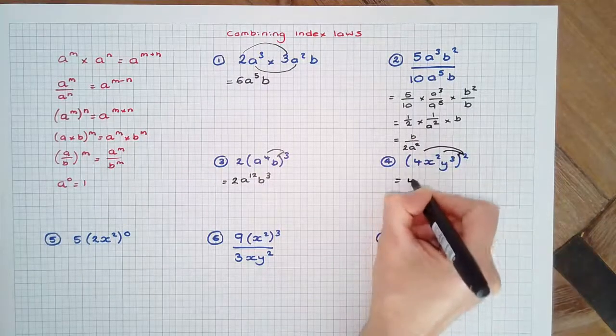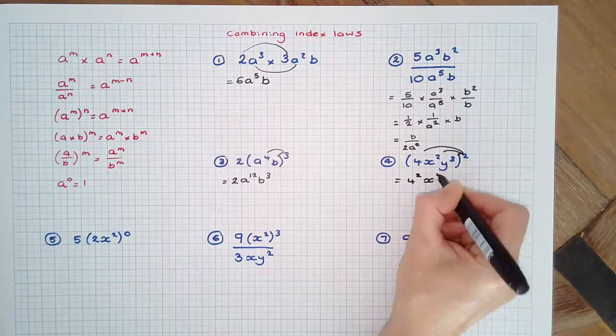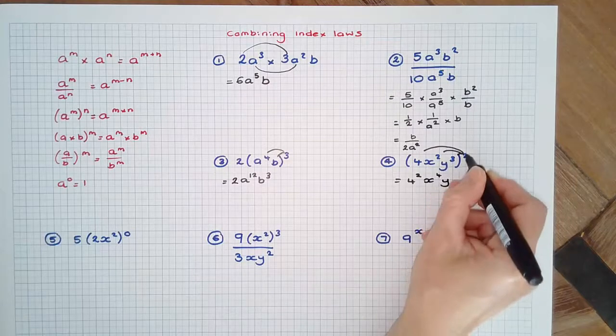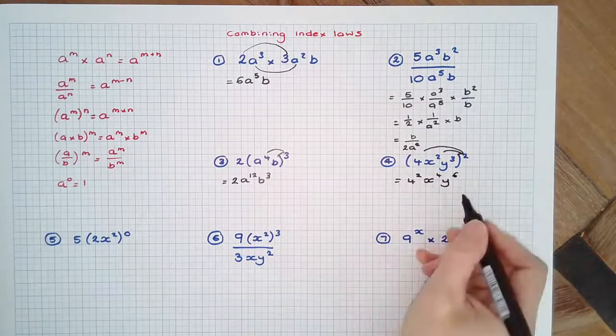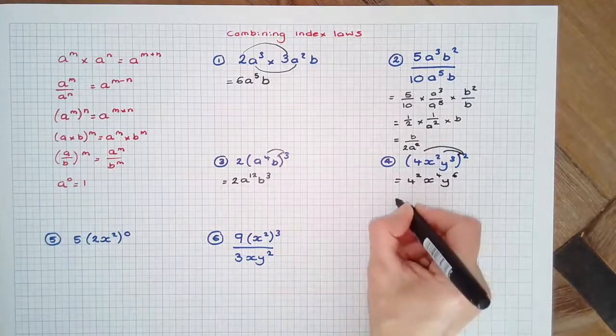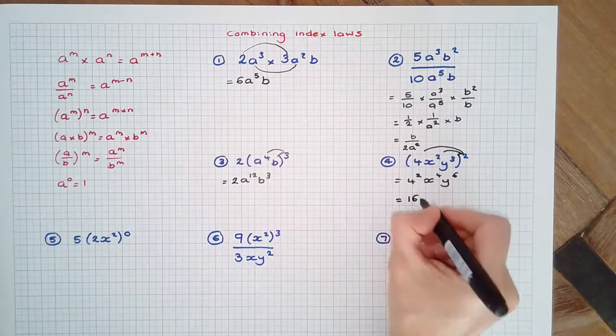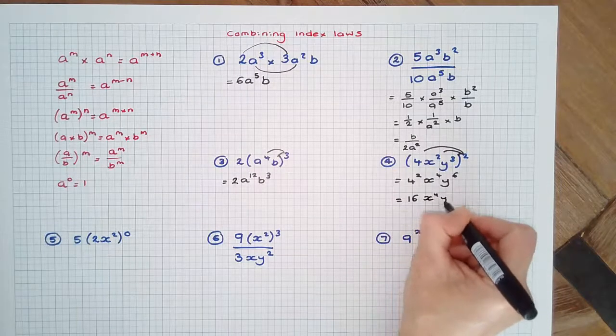So we get 4 to the power of 2, x to the power of 2 times 2, which is 4, and y to the power of 3 times 2, which is 6. We could leave it this way, but we normally, with the coefficients on the numbers, will express them as their final number, 4 squared, which equals 16, x to the power of 4, y to the power of 6.